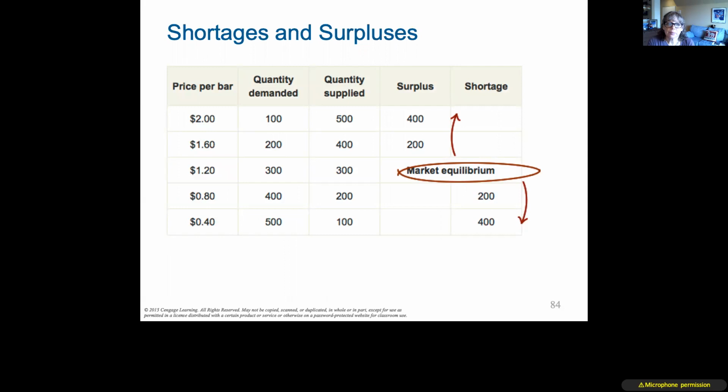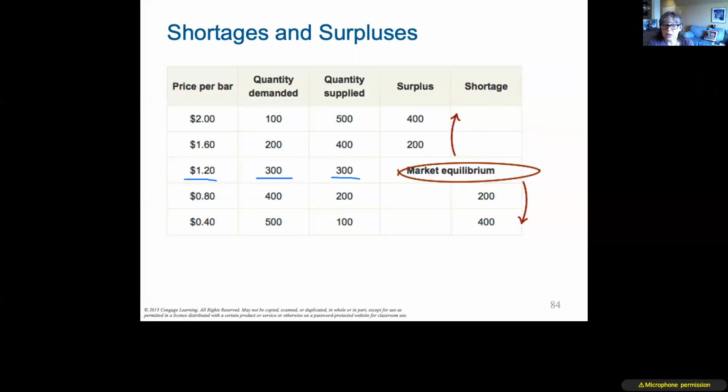In the case of our chocolates, where the equilibrium we knew to be what? The price of 120 and 300. Anything above here creates a surplus. In other words, what happens? Quantity supplied is greater than the quantity demanded because the price is higher. And anything below creates a what? A shortage, because now the quantity demanded is greater than the quantity supplied.